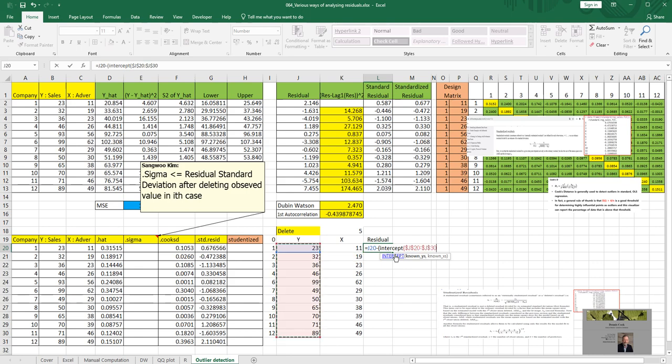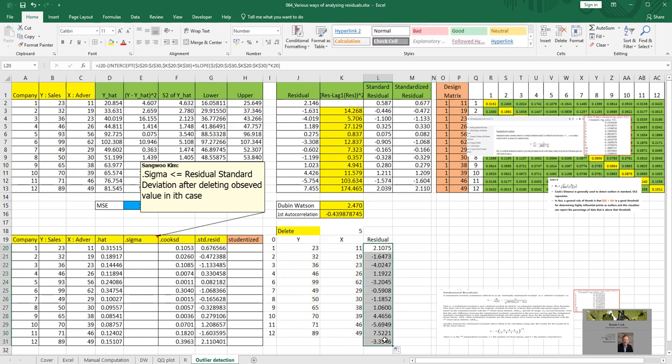Y value, comma, and x value, and plus the slope. Y value, comma, and x value. And multiply by, close the formula, and multiply by x. All right, and close the formula. So this is the residual once we delete any specific observation.